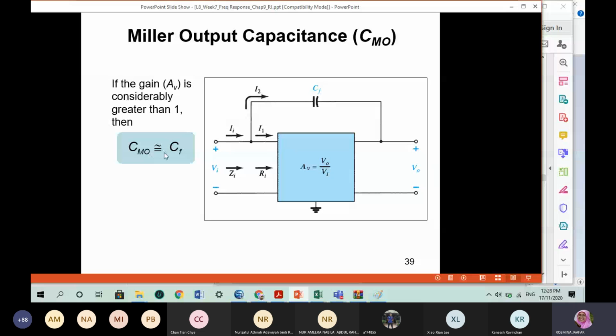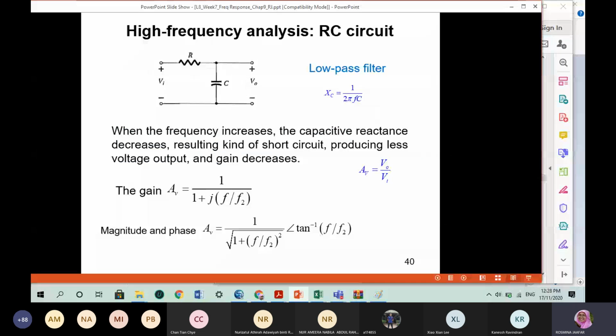So for high frequency analysis, compared to the low frequency, when you evaluate high frequency, you will produce a low pass filter. But when you evaluate the low frequency, you get the high pass filter response. So it is reversed. We can derive it similar to the low frequency response, but now you measure the output across the capacitor.